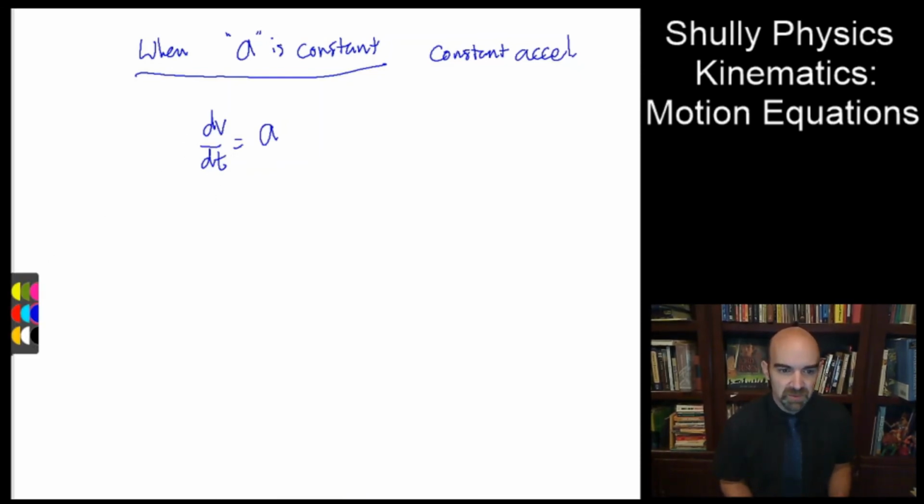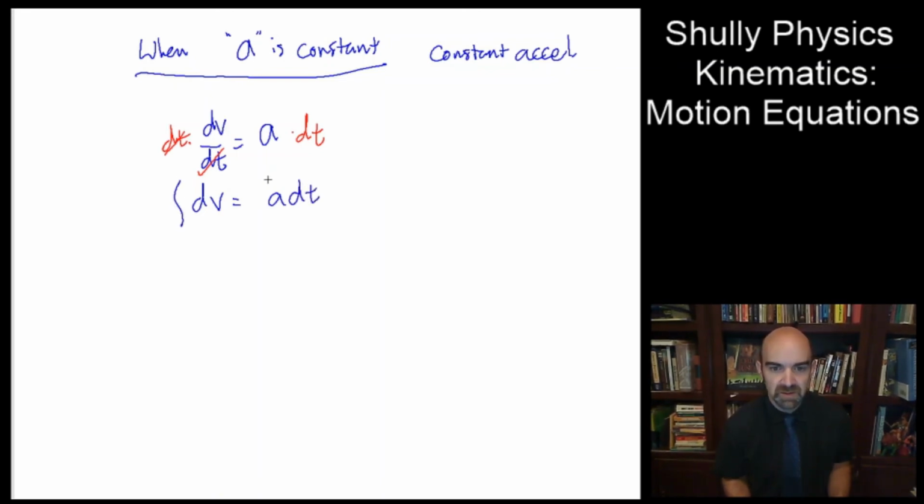Now just like before, I'm going to multiply both sides by dt. So we get a constant A times dt on the right. So dv equals A dt. We're going to integrate, and we get v equals at plus c. But remember, this c is an initial velocity. So we can rewrite this, v is a function of time, equals an initial velocity plus acceleration times time.